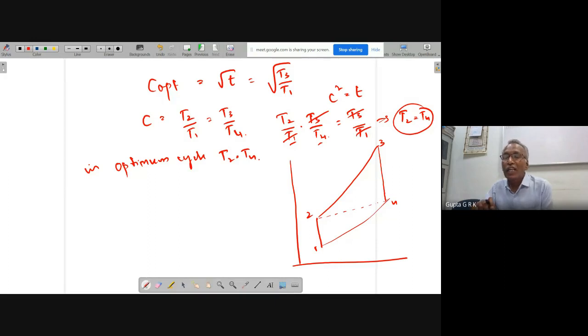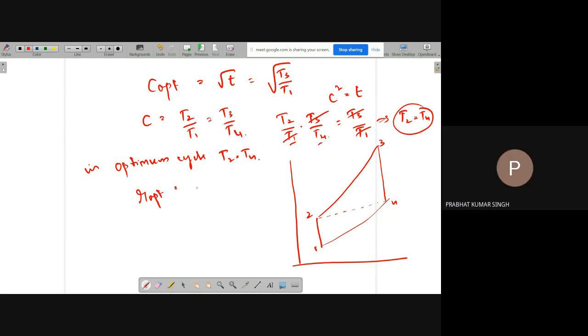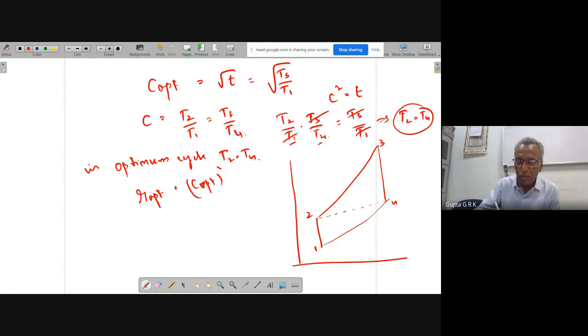Am I clear? So what happens is, there will be a particular R, right? This particular R optimum is equal to C optimum to the power of gamma by gamma minus 1, because C is R to the power of gamma minus 1 by gamma. So if R is greater than R optimum or R is less than R optimum, my work will reduce.